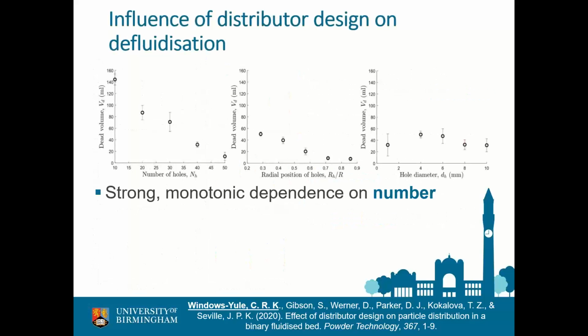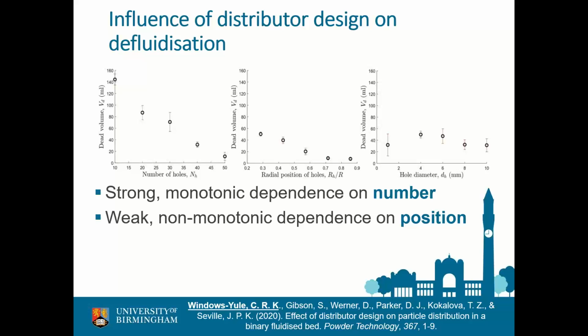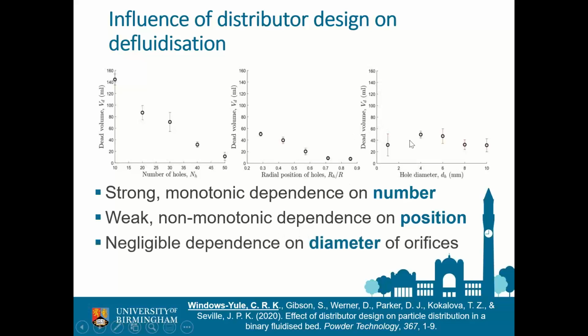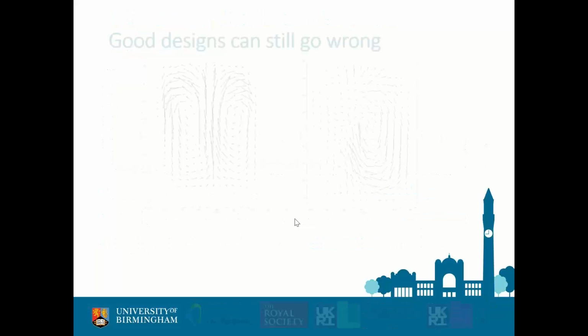We then repeated this analysis, but instead of looking at the quality of the mixing, we looked at the amount of defluidization within the system. And again, we found a strong monotonic dependence on the number of holes in the system. More orifices means a smaller dead volume. We found a non-monotonic dependence on the position, and we found a very weak dependence on the diameter of orifices, which again is a very interesting result, because it's quite unexpected that changing the size of the holes through which you push this air has very little effect on how much fluidization you experience.